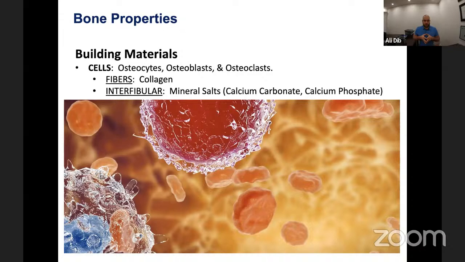Now, we also have the interfibular component of bone, which is the space around the fibers. Another name for that is extracellular membrane. This is composed of the mineral salts of the bone, so things like calcium carbonate, calcium phosphate. This is why we're told to drink a lot of milk when we're kids. Of course, milk is not the only source of calcium. We have the leafy greens. We have other types of vegetables.